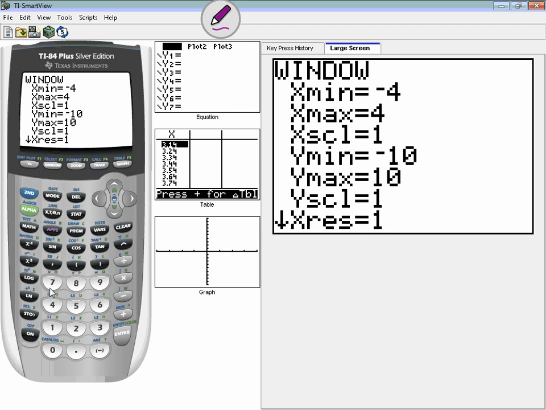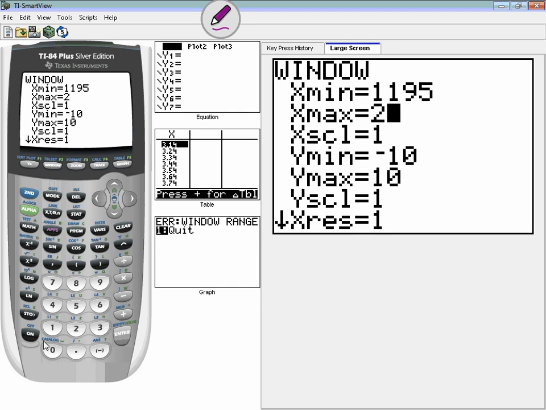Okay. So 1195 for my minimum. Maximum maybe like 2015, just to give yourself a little buffer there. The scale, that just means what we're counting by, so 1 is fine.